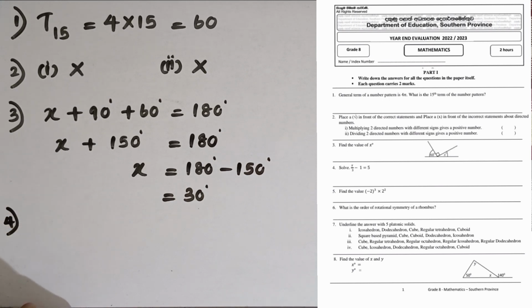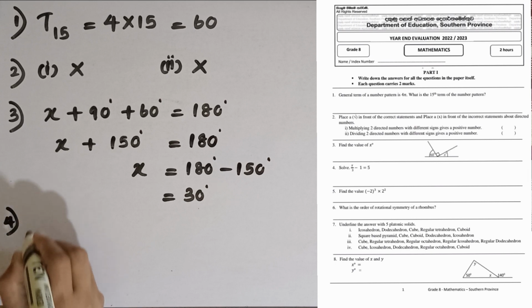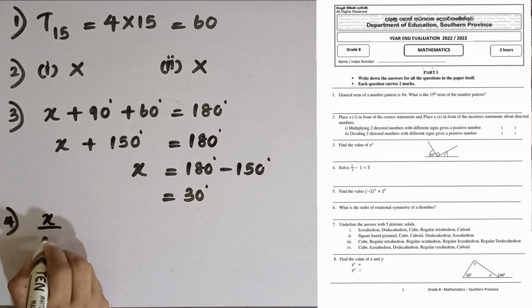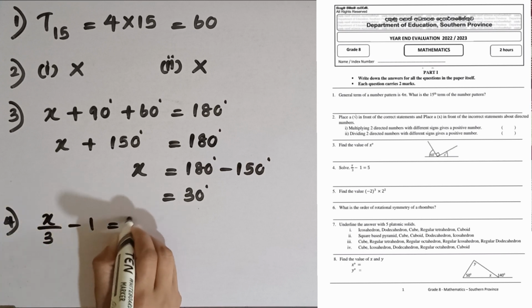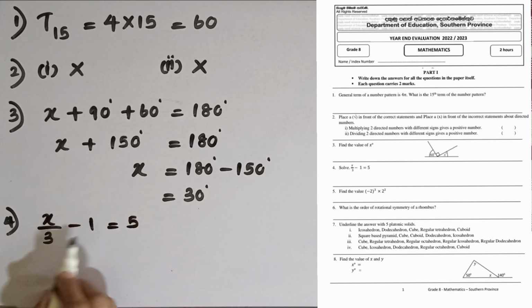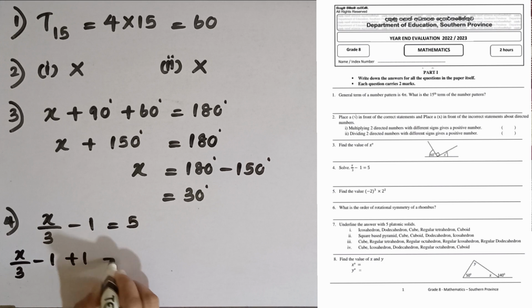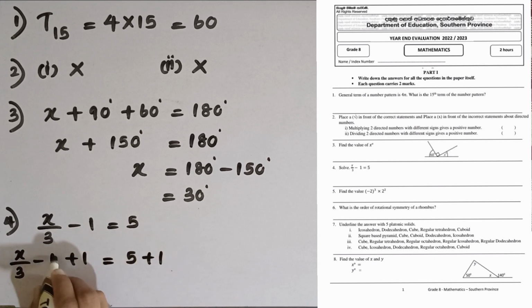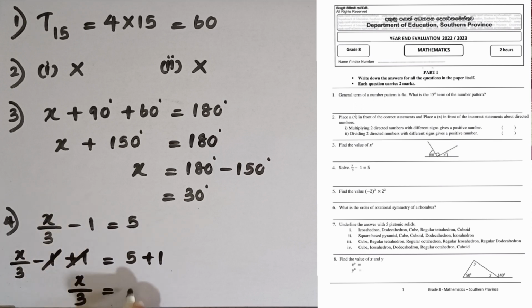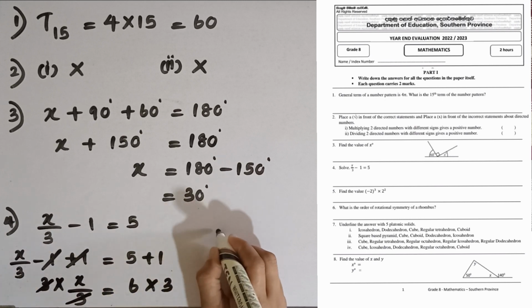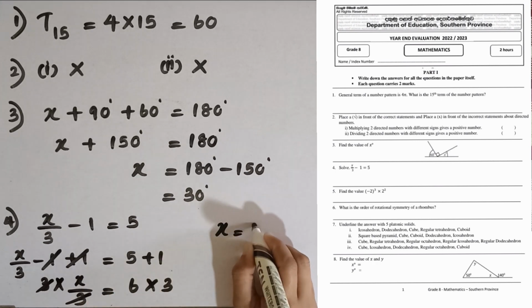Question number 4. Solve x over 3 minus 1 equals 5. First we can remove this minus 1. For that we have to add 1 to both sides. 5 plus 1. Then minus 1 and plus 1 can be removed. x over 3 equals 6. Now we have to remove this division by 3. For that we have to multiply both sides by 3. 3 and 3 can be removed. Then x equals 6 times 3 is 18.